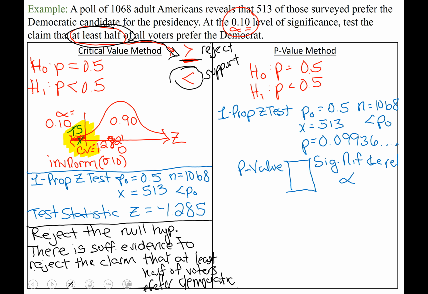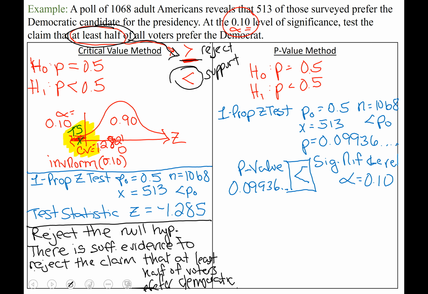And when I say compare, I mean say which one is greater than or less than. So I like to put a box in the middle of the two, and then we're going to write either the greater than sign or the less than sign. Okay, our p-value is 0.09936, and our significance level alpha is 0.10. And so the inequality symbol would be less than.